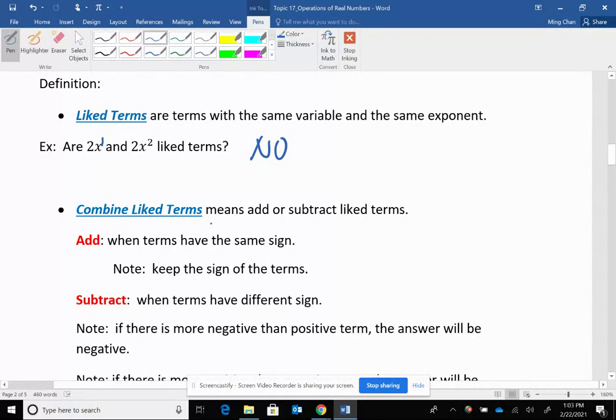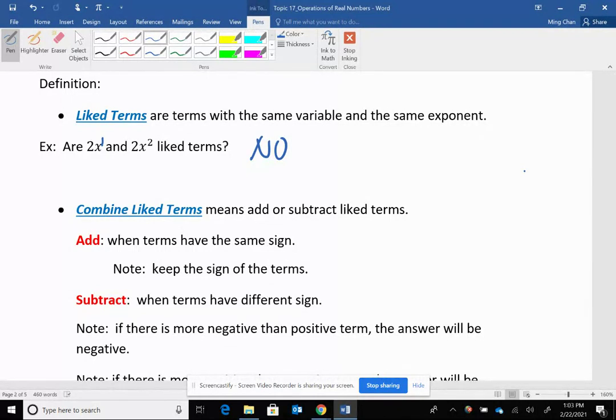Combine like terms. The word combine means add or subtract. So combine like terms means we can only add or subtract terms with the same variable and the same exponent. If they don't have the same variable and same exponent, we cannot combine them. That means we cannot add or subtract them.